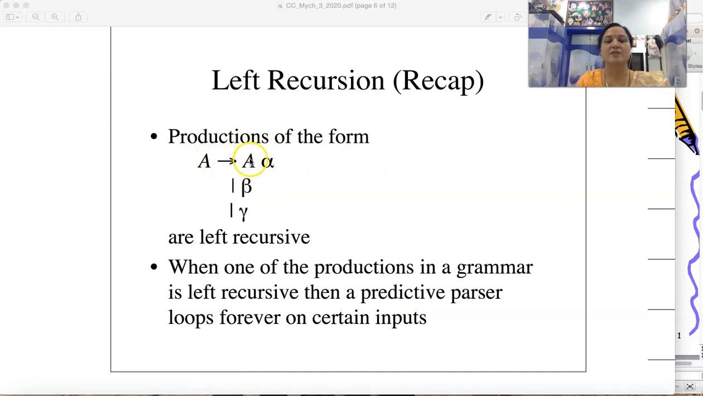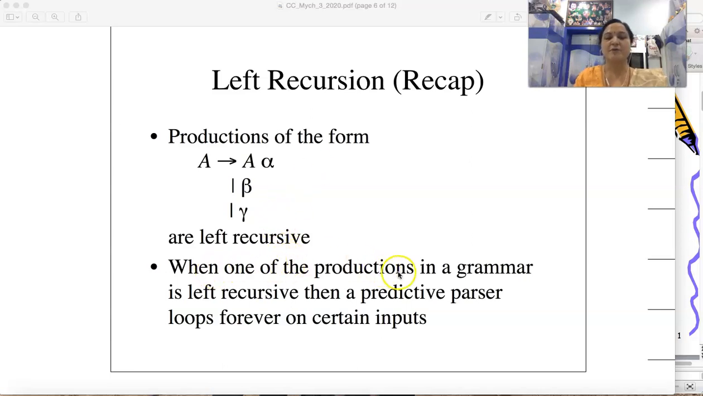If you replace for this A alpha, you will get A alpha alpha. Again if you try to replace the first A by A alpha, again you will get A alpha alpha, and similarly A alpha alpha alpha n number of times, and this may go till infinity. So this creates a problem for LL1 parsing. So left recursion is not allowed.